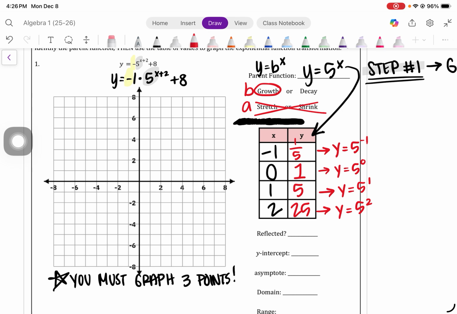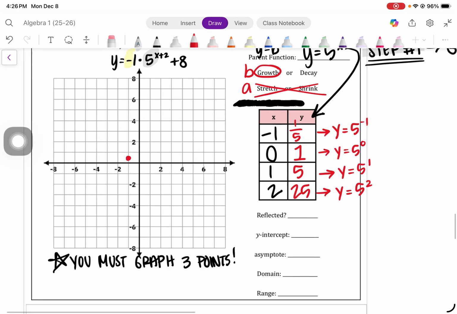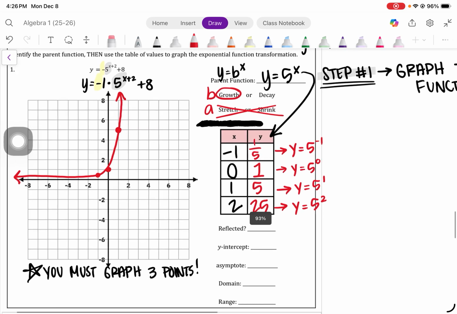So I have -1, 1/5, which would be about here. 0, 1. And then notice that 2, 25 is not on my graph, but I gave you 4, so you at least have the ability to graph the 3 of them that do fit on your graph. Okay? So now that we've graphed our parent function, we need to go to the next piece of information.